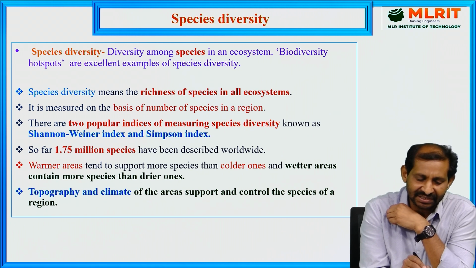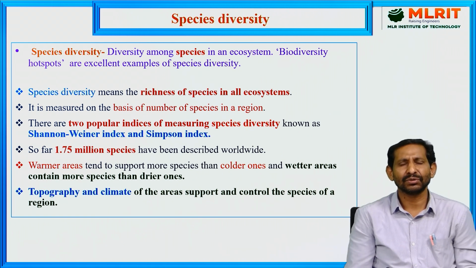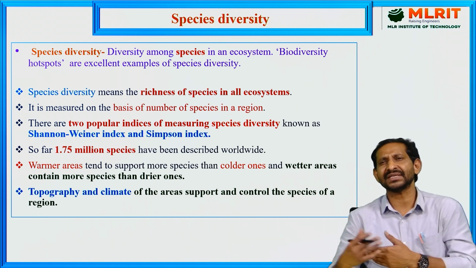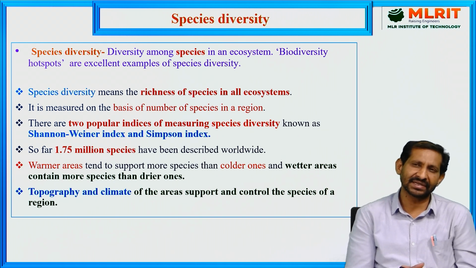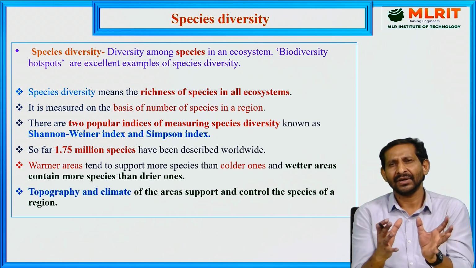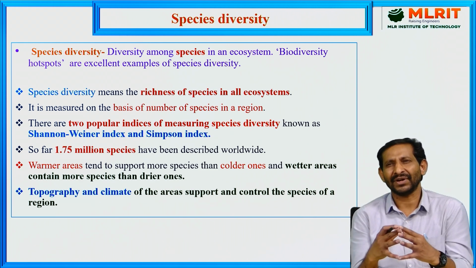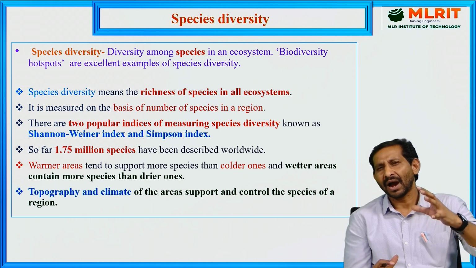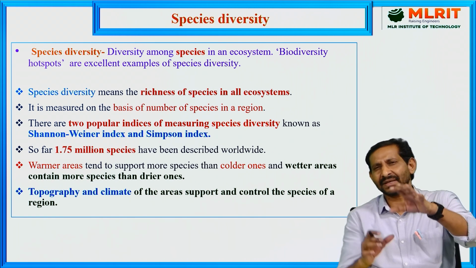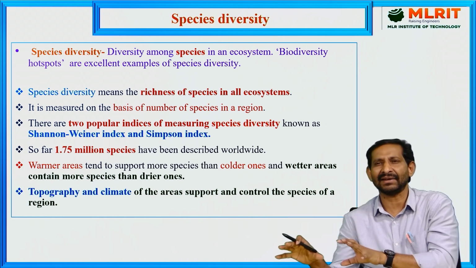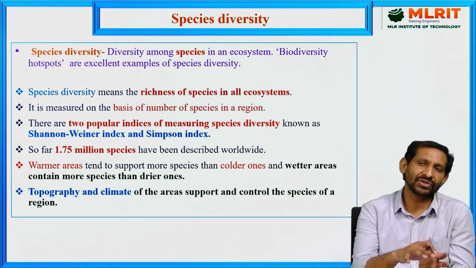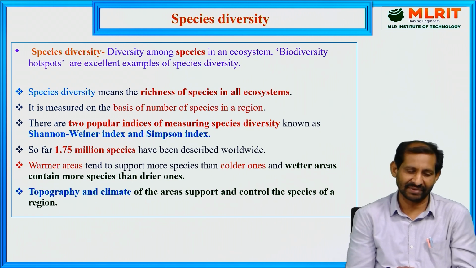Species diversity simply means species richness. When more species are available in an ecosystem, species diversity arises. It is measured as the number of species in a region. For example, in a forest ecosystem, how many lions, how many tigers, how many birds are there. The number of species is calculated in that particular area, and based on that number the ecosystem's diversity is called species diversity.